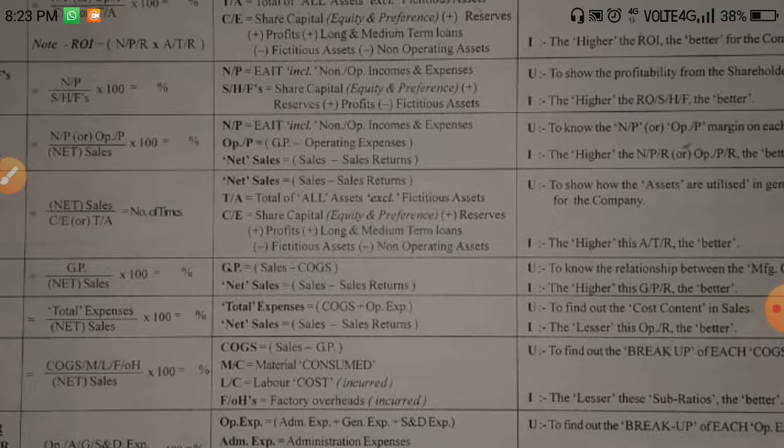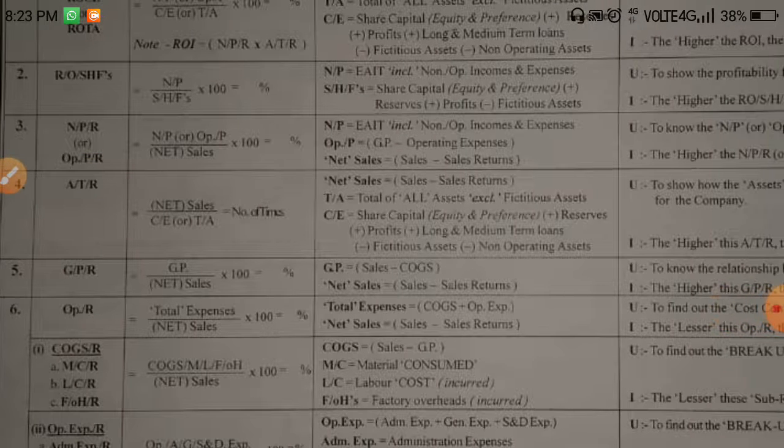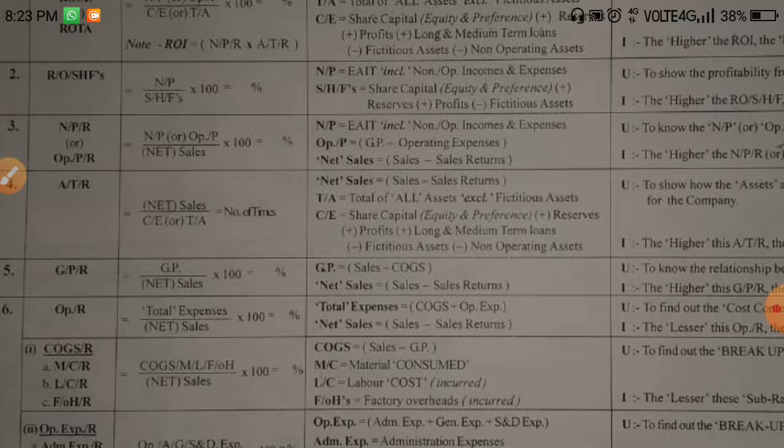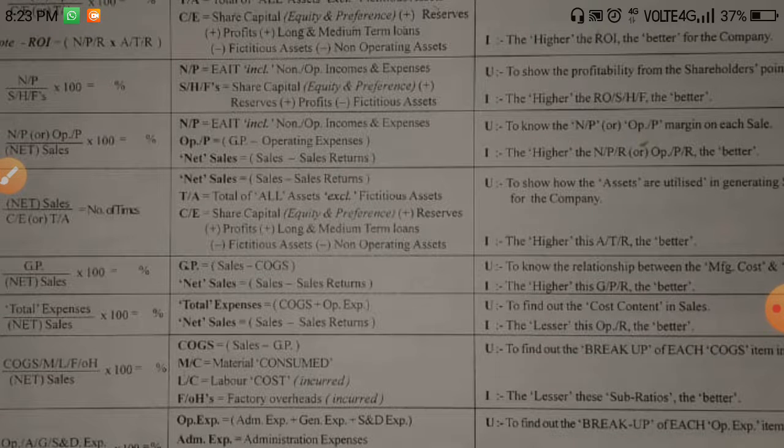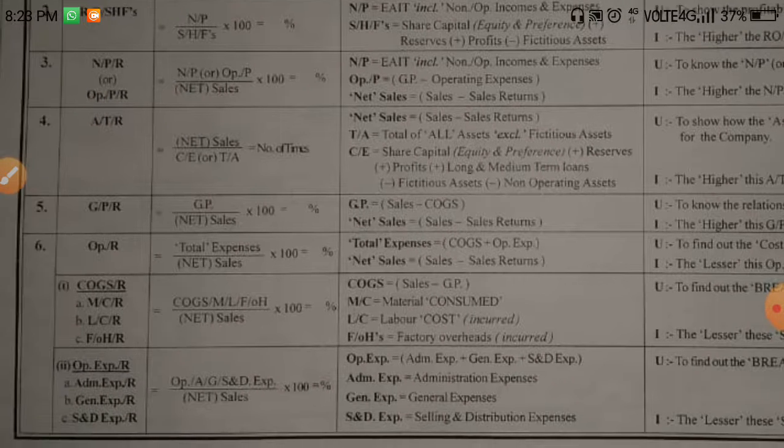Next ratio is total expense to sales ratio, operating ratio, that is total expenses divided by net sales. Total expenses is equal to cost of goods sold plus operating expenses. Net sales is equal to sales minus sales returns. It is used to find out the cost content in the sales, how much cost is involved in the sales, and the lesser the operating ratio, it will be better. We should not have much expenses, the lesser it will be, that will be better for the organization.